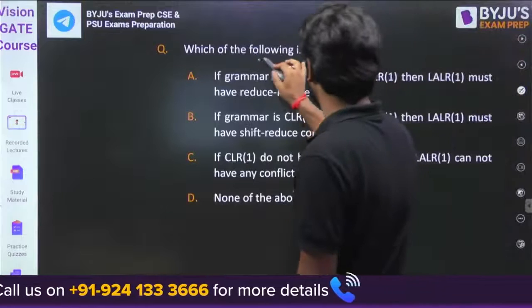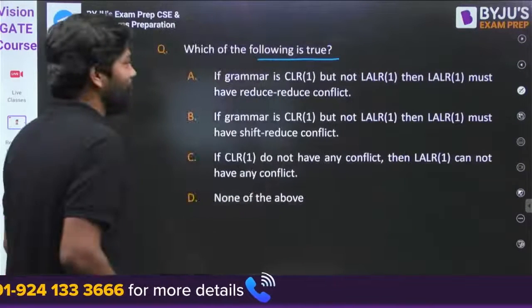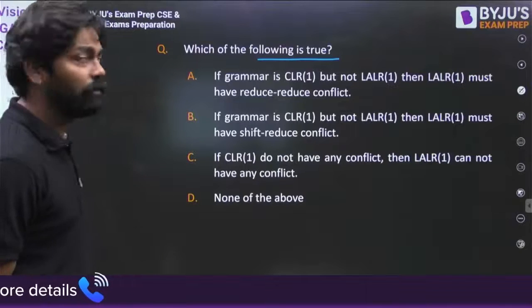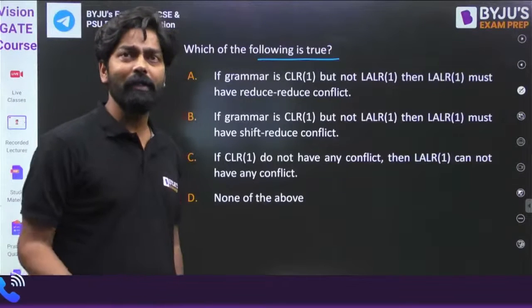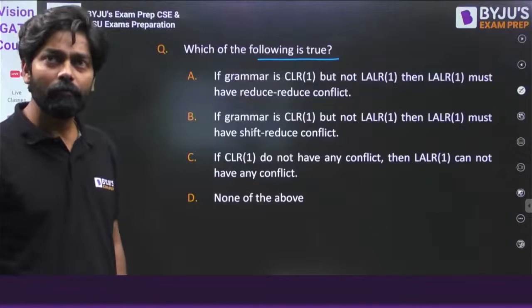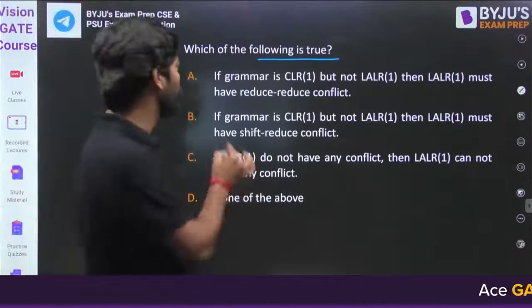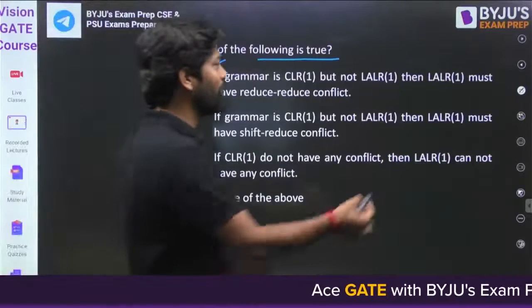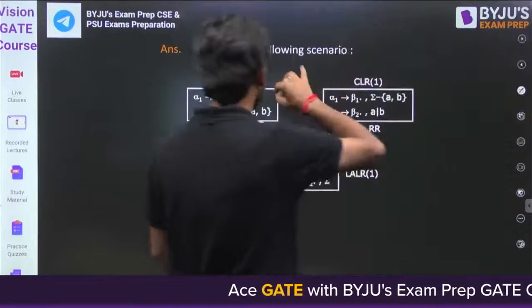Okay. Now which of the following is true? If grammar is CLR1 but not LL1, then LALR1 must have reduce conflict. Yes. If the grammar is CLR1 but not LALR1, LALR1 must have reduce conflict. Yes. A is true. A is true only. If you want, you can check this grammar.